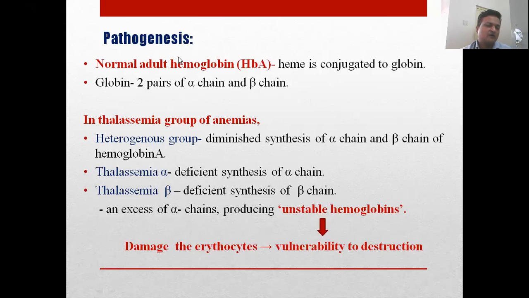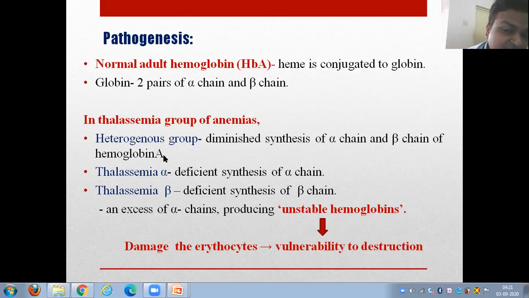Pathogenesis. Normally, how does this process occur? Normal adult hemoglobin is HbA. Heme is conjugated to globin. The globin has two pairs of alpha chains and beta chains. The globin is a protein made up of alpha and beta chains. Then see here, in the thalassemia group of anemias, it is a heterogeneous group, with various different groups. There is diminished synthesis of the alpha chain and beta chain of hemoglobin, which diminishes the formation of the chain.